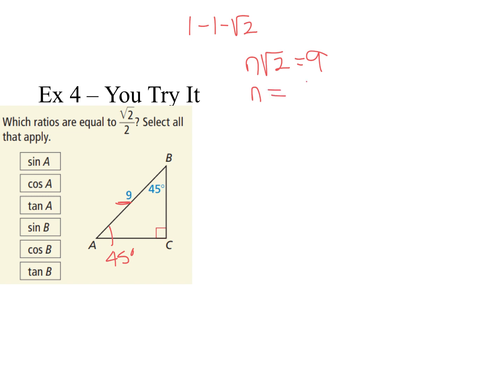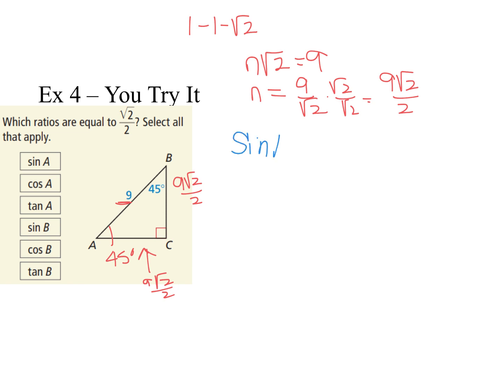So that tells me that n is really equal to 9 divided by the square root of 2, or if I rationalize that, I really get 9 square roots of 2 over 2. So that's what each of these side lengths are. So 9 square roots of 2 over 2, and then this side length here is also 9 square roots of 2 over 2.